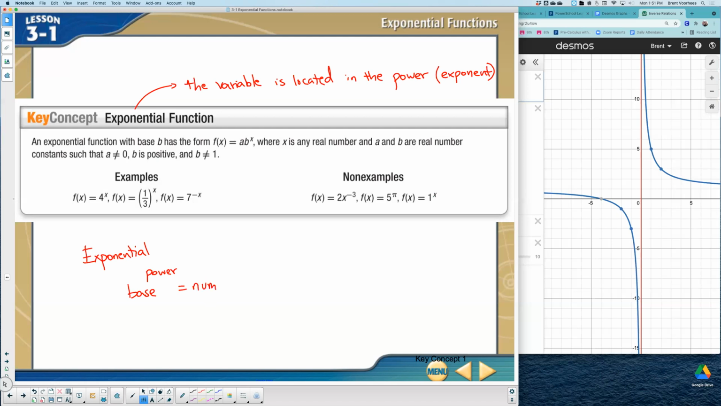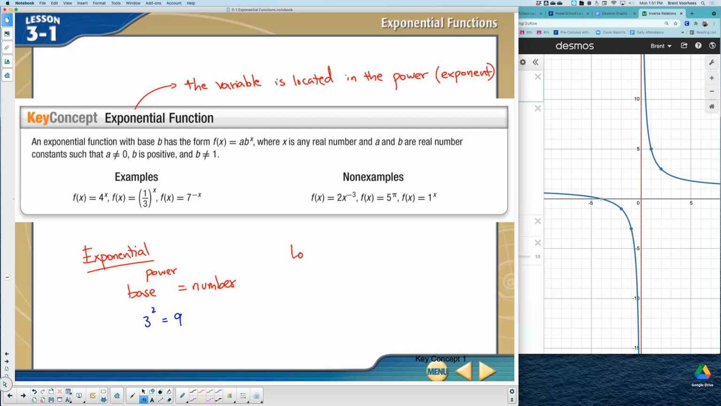So for example, 3 squared. 3 would be the base. The power would be 2. So 3 squared would equal what number? 9. So that's how I'm going to describe this. The base is 3, the power is 2, the number is 9. 3 squared equals 9. What we're going to learn about next class is a thing called logarithms.